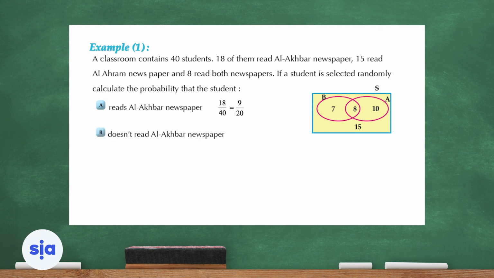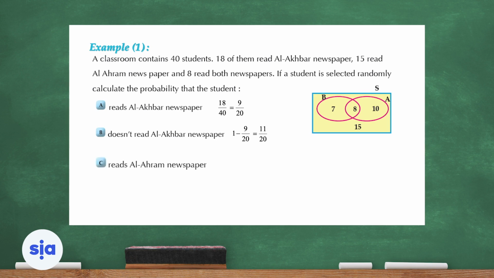Question B. What is the probability that the chosen student did not read Al-Akhbar newspaper? Yes, everything except Al-Akhbar newspaper. So, it's 1 minus Al-Akhbar, which is 9 out of 20 that we got in question A, because it's the complement of Al-Akhbar newspaper. So, the result is 11 out of 20. Excellent, guys.